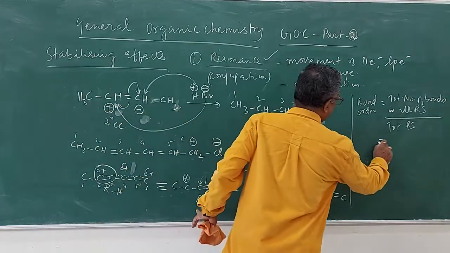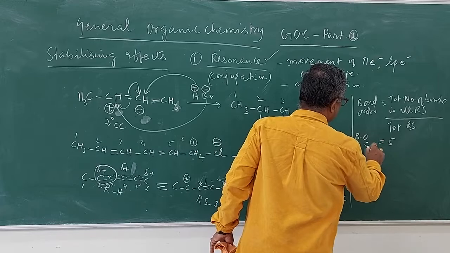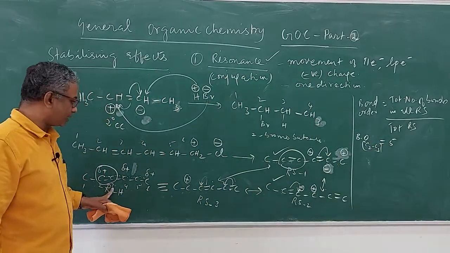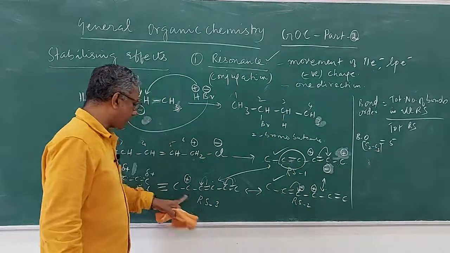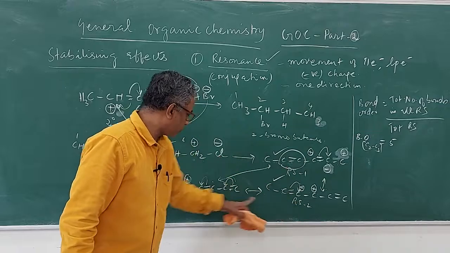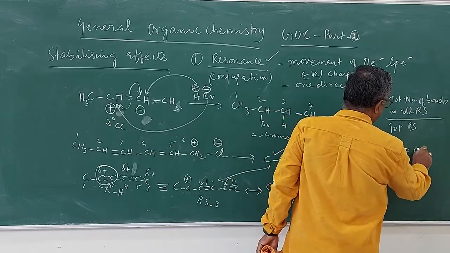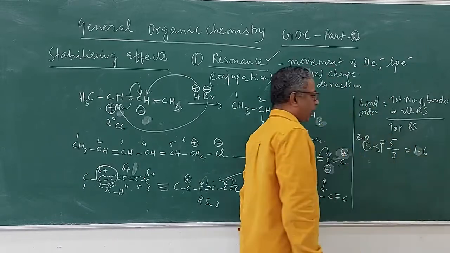So for the bond order between C2 and C3, you will have a total of 5 bonds in all these, and then you have 3 resonance structures, 1, 2 and 3. So 5 divided by 3 will be equal to 1.6.